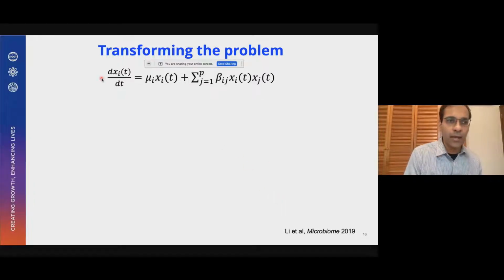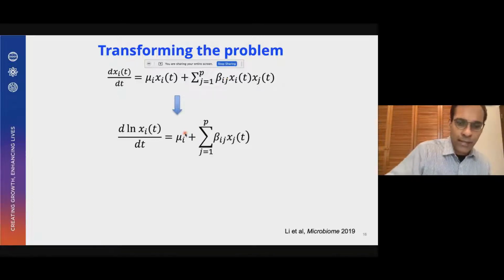So a reminder, dxi dt is the rate of change of abundance of species i. You can estimate this from time series data. If you have two time points, you can differentiate the data numerically and get dxi dt. Mu i is the constant that you want to infer, which is the kind of the sigmoidal term, and beta ij is the interaction term that you want to estimate. Okay, so let's do some math jugglery.